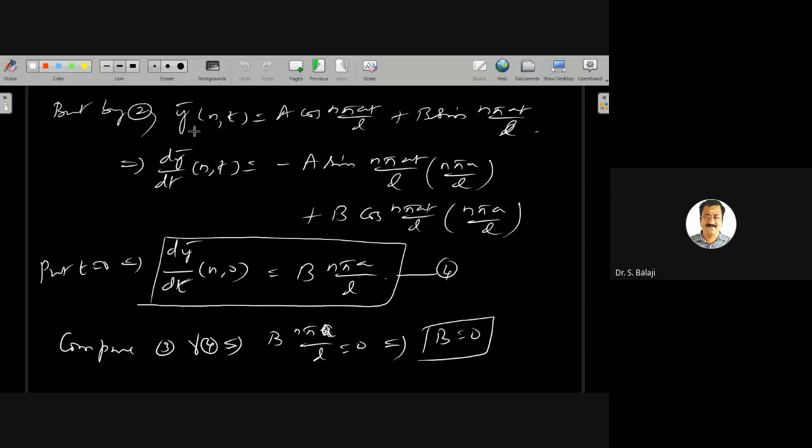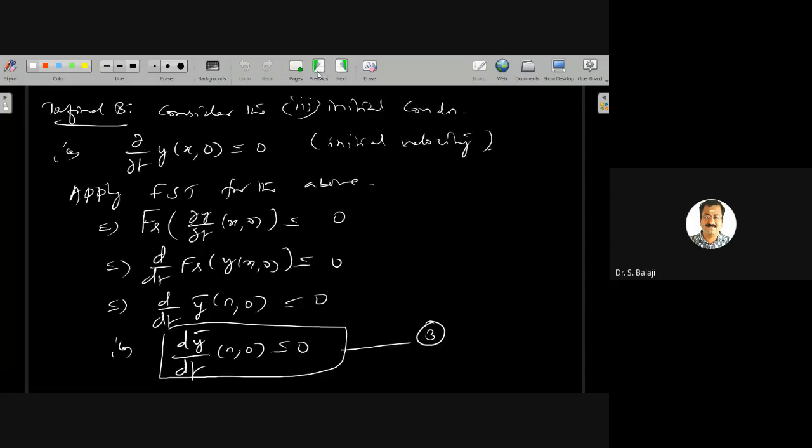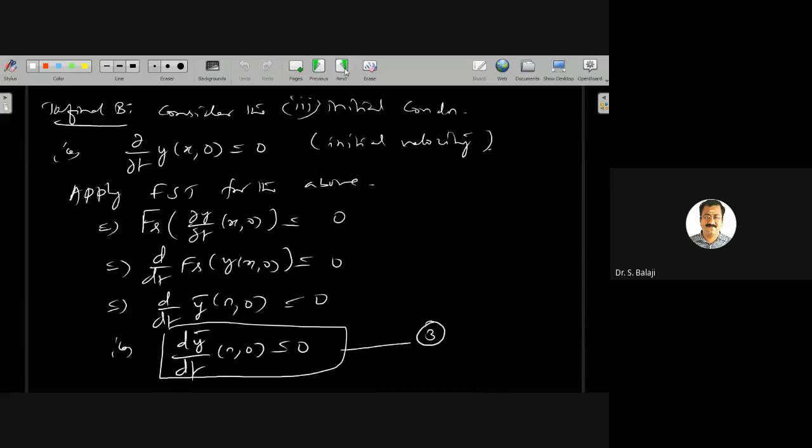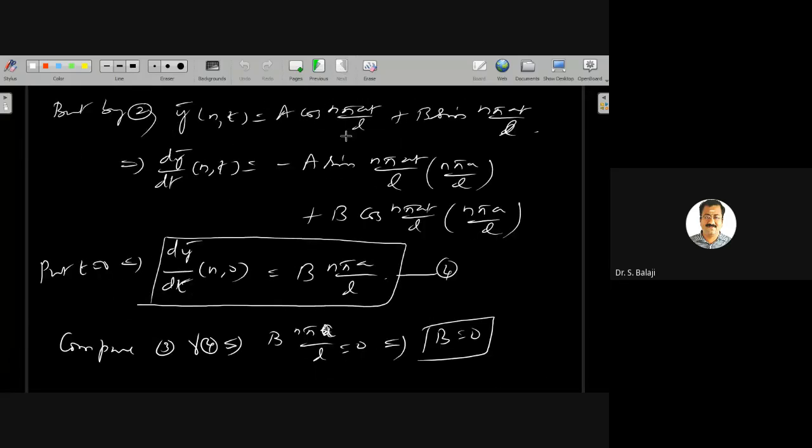Therefore, this is the part of solution we are identifying here. Y bar of n comma t is equal to A cos(n pi a t by L) plus B sin(n pi a t by L). B, you are getting 0. A, already you are getting 6L cube by n cube pi cube times (1 minus (minus 1) whole power n). Therefore, substitute these two values in equation number 2. In order to identify B, we are applying that initial velocity idea.